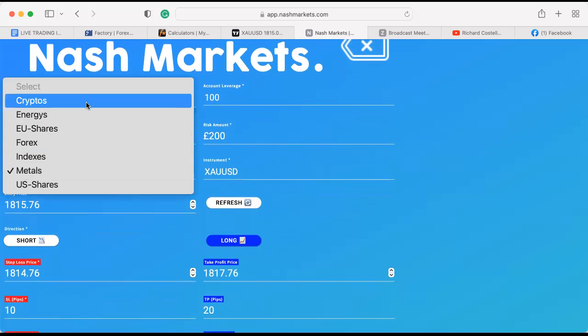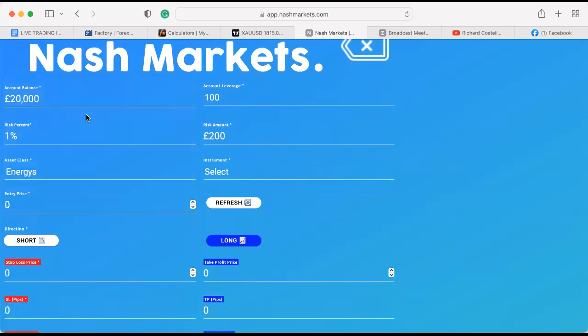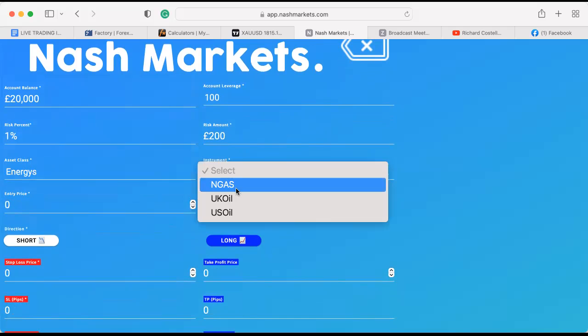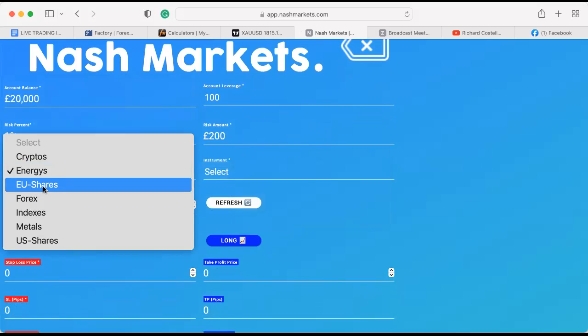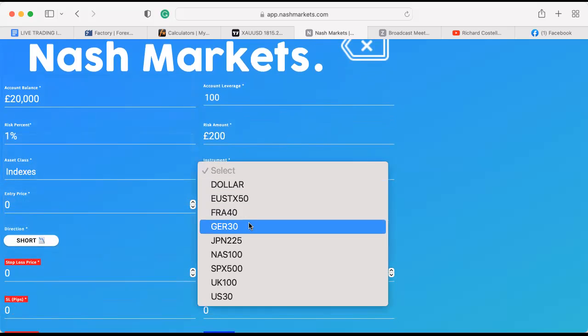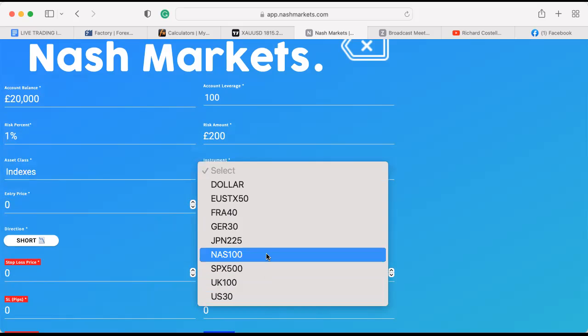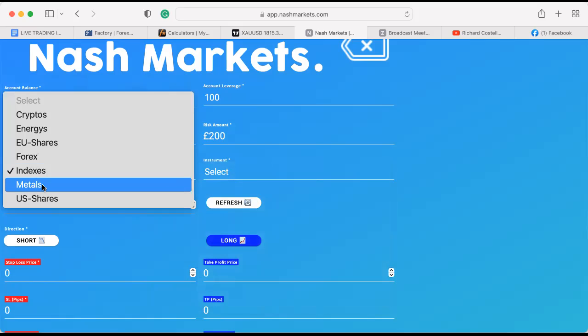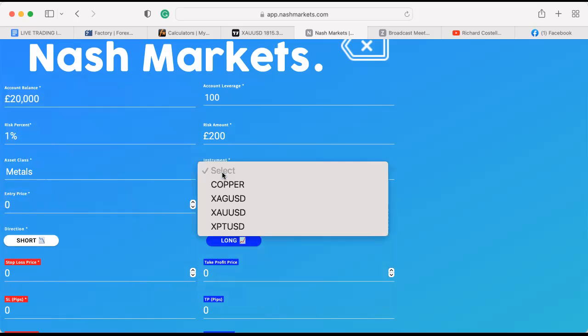I'll show you. You can use this for cryptos. You can use it for energies, so that's things like US oil, natural gas, UK oil. You can use it for shares, you can use it for Forex, you can use it for indices. Select the class, so I can use it for all of these. These are the ones that Jeff uses on his trading. And you can use it for metals. So this is why I find it useful. I use it for gold. You could use it for silver, copper, and platinum.